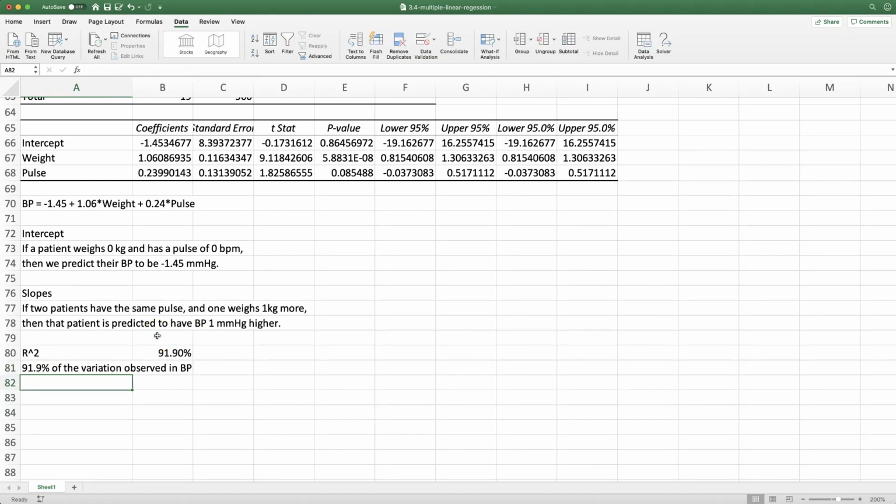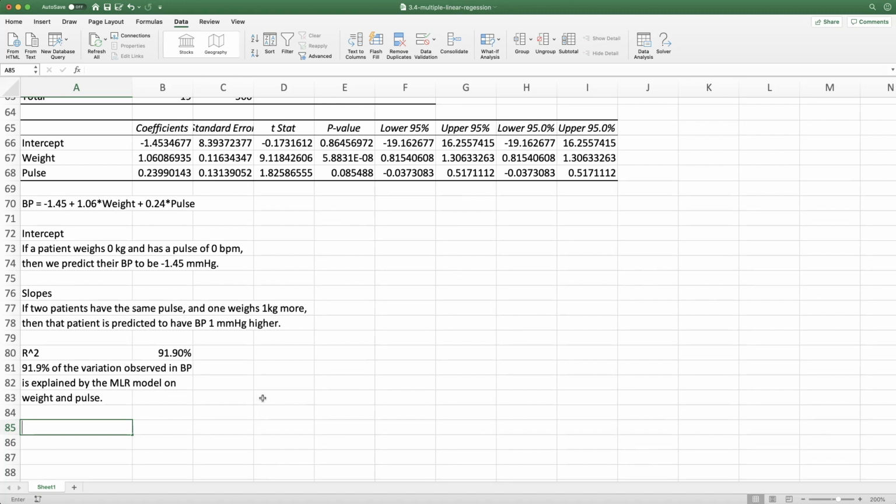In context, this means that yes, the blood pressures vary, but 91.9% of this variation is explained by the multiple linear regression model on the two variables weight and pulse. Weight and pulse explain 91.9% of why the blood pressures are varying from patient to patient. That is, this is an excellent model, and we can use it to predict blood pressures from weight and pulse.